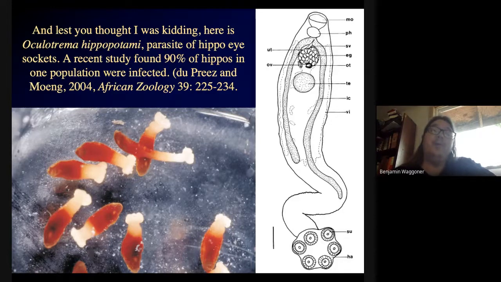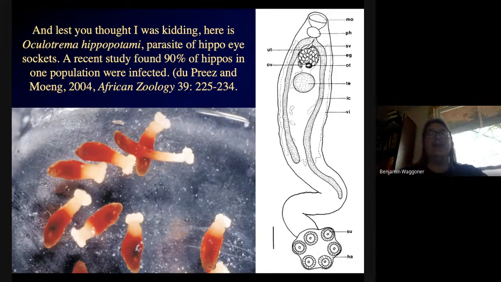And part of a hippo herd had to be culled. So they happened to shoot about 15 hippos. And, you know, what do you do with 15 dead hippos? Well, what they did was dissect out their eyes. And they found that 90% of the hippos were infected with Oculotrema hippopotami, which looks like this. The front end is red, the hind end is white, and the hind end has that haptor, which consists of a grouping of 6 suckers. So that's what these look like, and now you know.